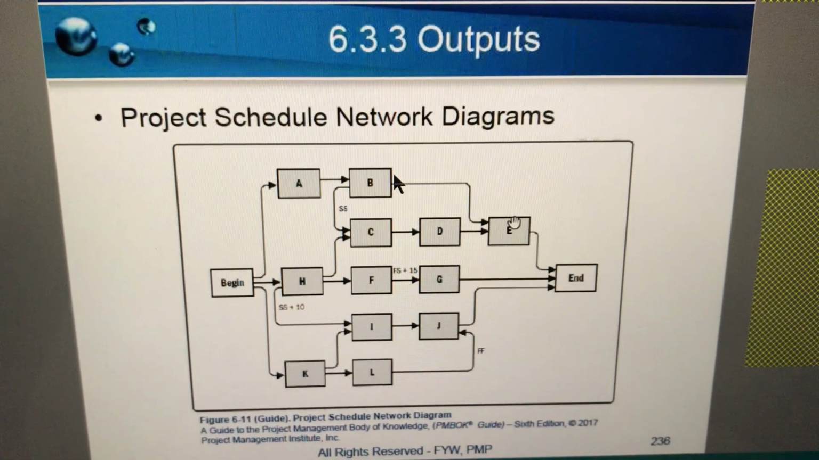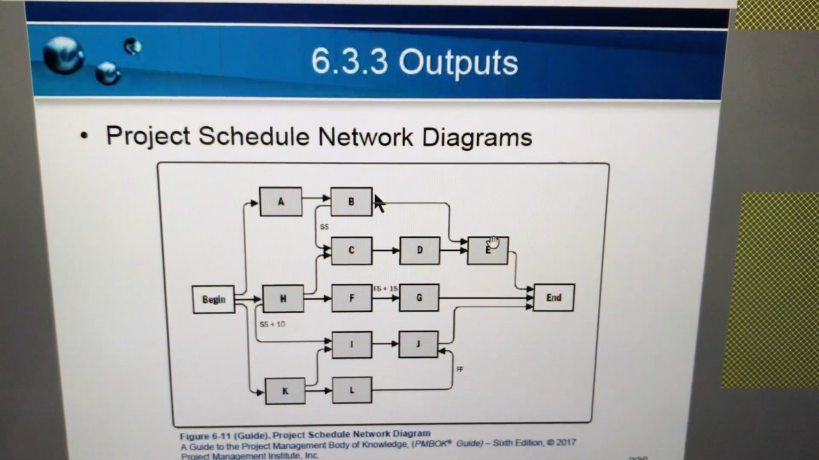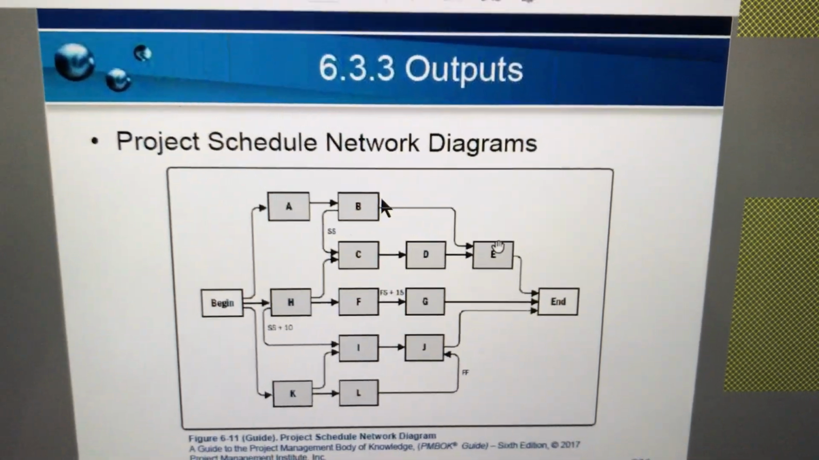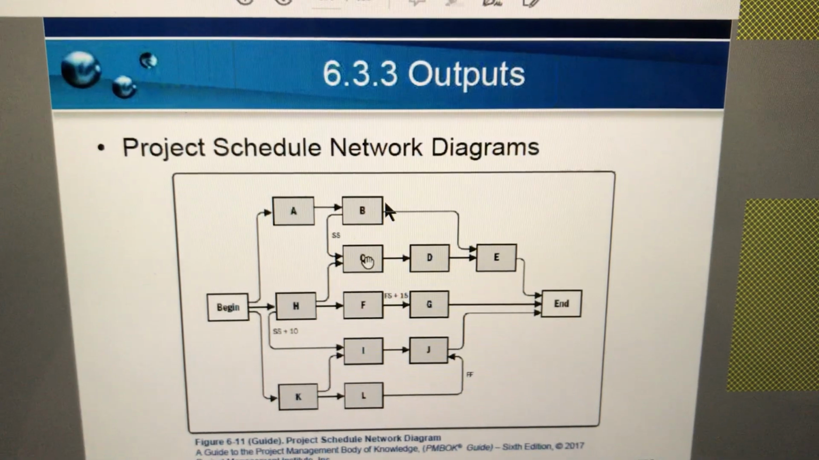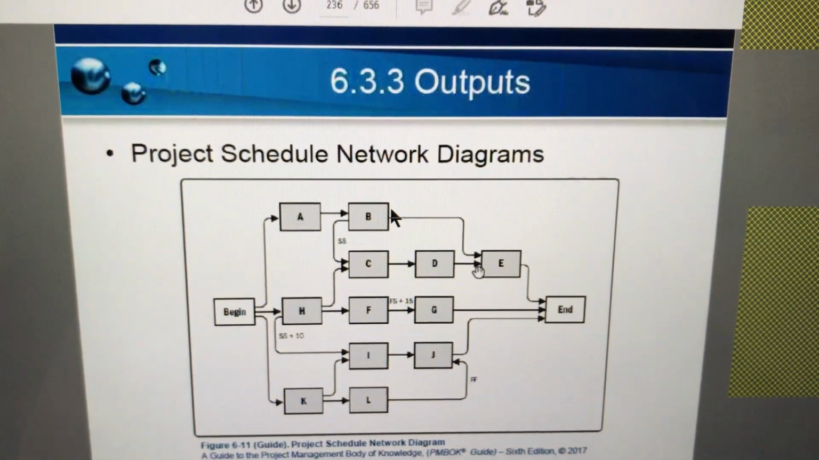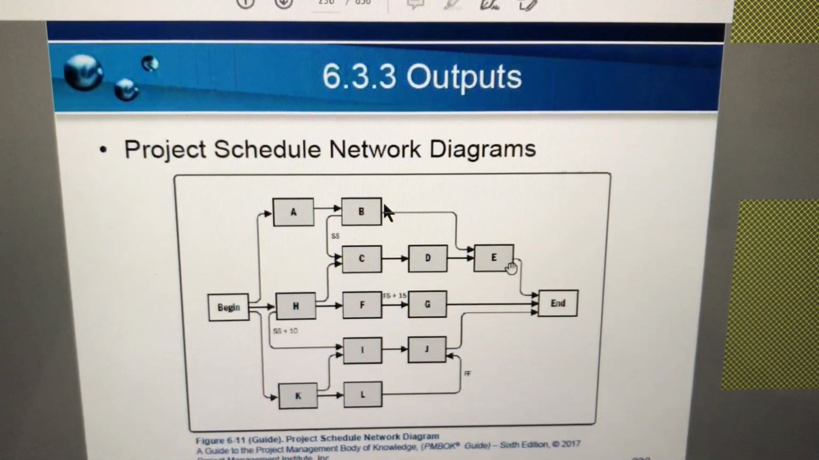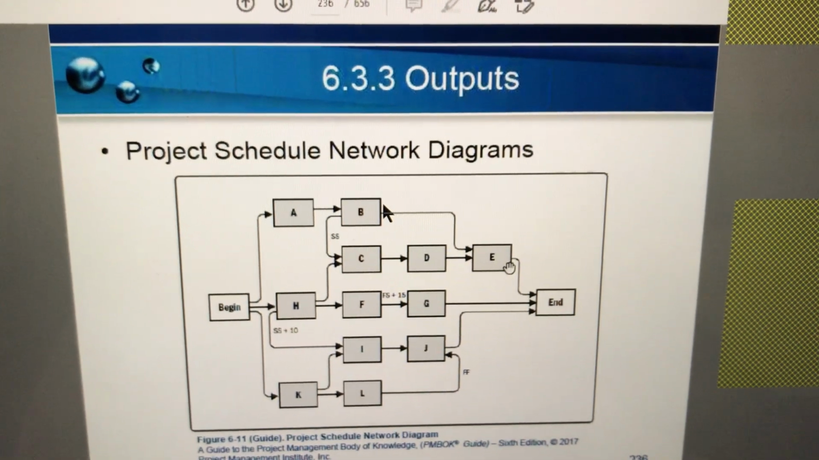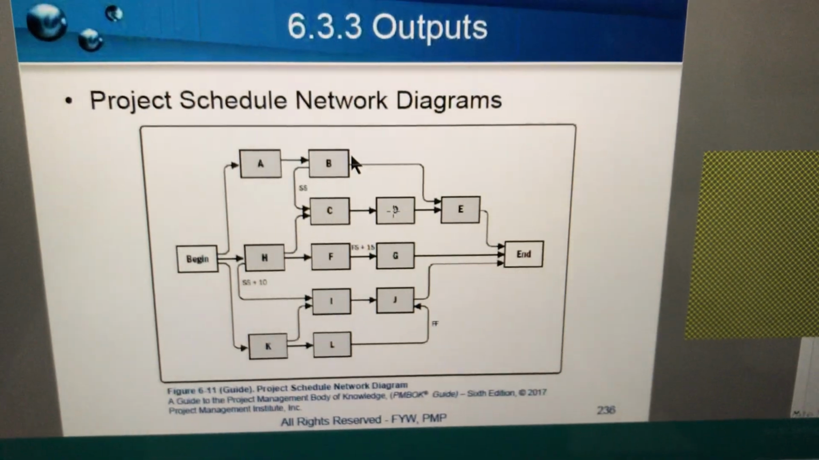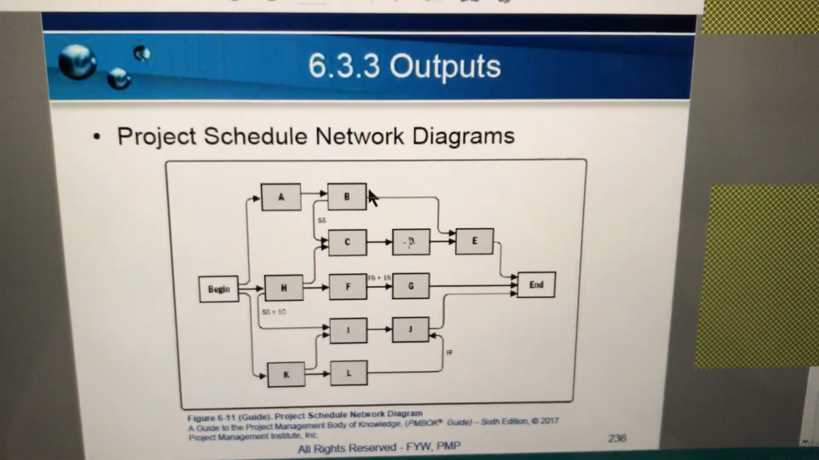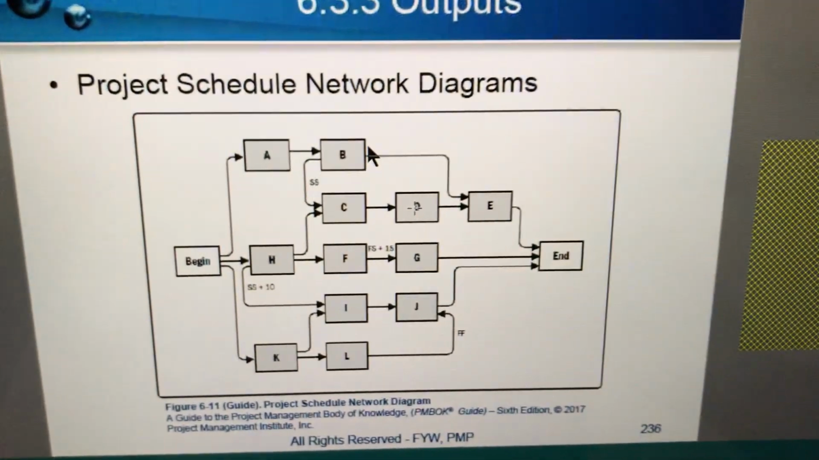So this is the sequence of activities. They can't be done in parallel. C, D, E, this diagram tells you that activity C, whatever it is, activity D and E cannot be done in parallel. They cannot be done simultaneously. C has to complete for D to be able to be started.